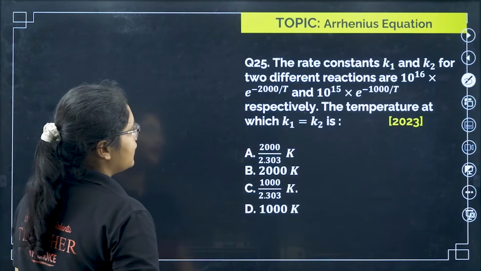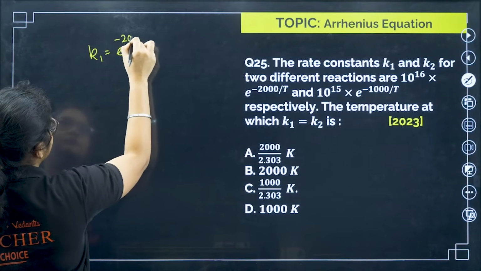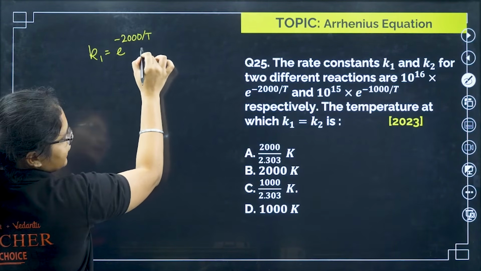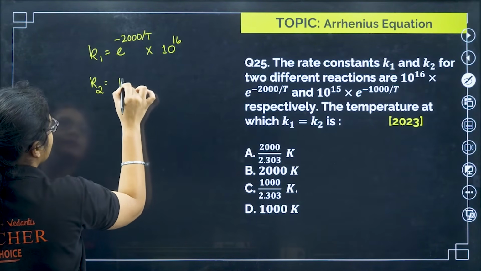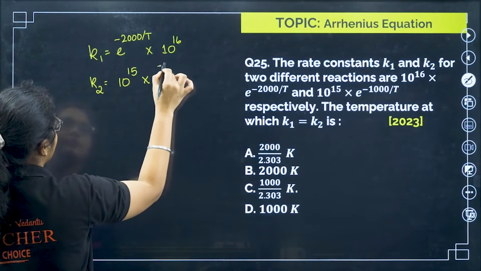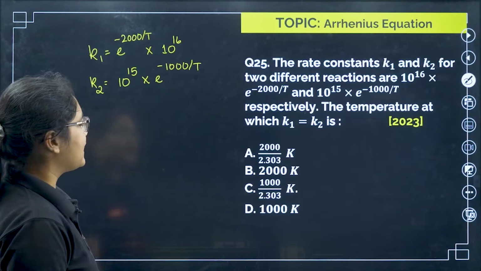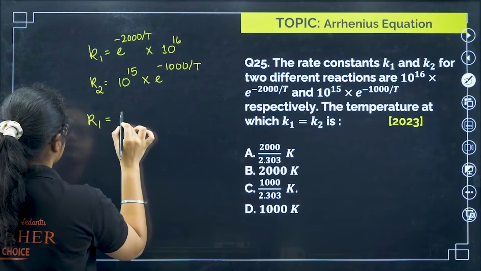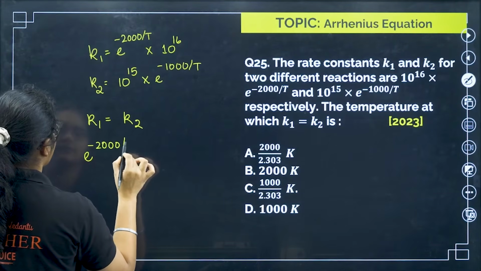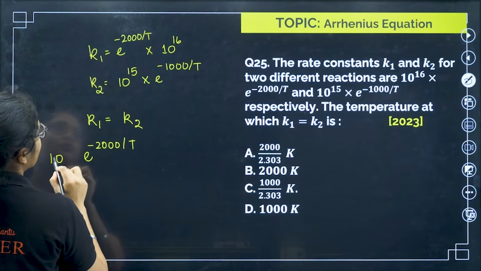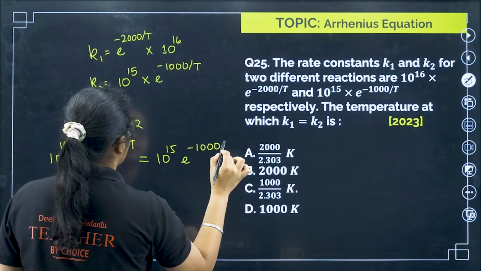So I have here the K1 value: e to the power of minus 2000 by T into 10 to the power of 16. And what is the value of K2? 10 to the power of 15 into e to the power of minus 1000 by T. Now the temperature at which K1 is equal to K2, K1 should be equal to K2. So e to the power of minus 2000 divided by T into 10 to the power of 16 is equal to 10 to the power of 15 into e to the power of minus 1000 by T.